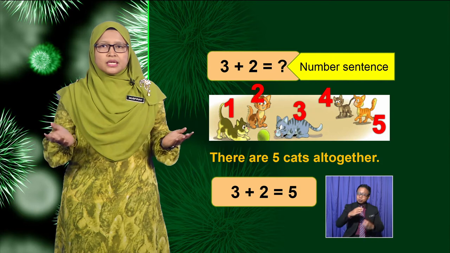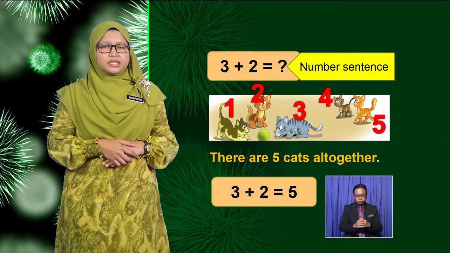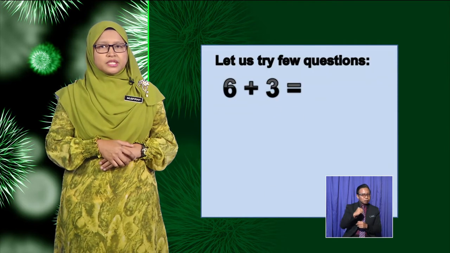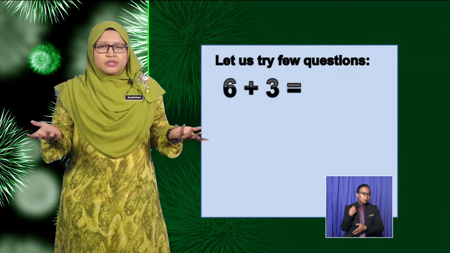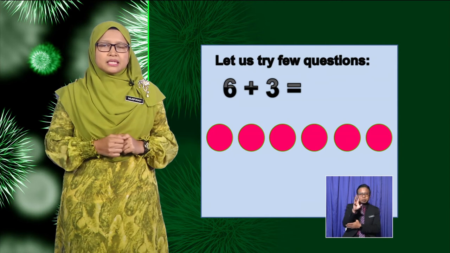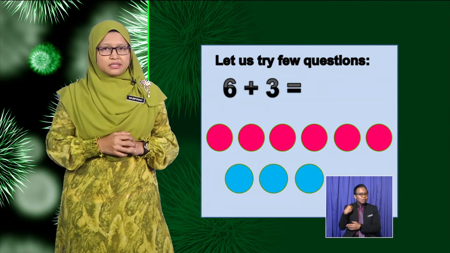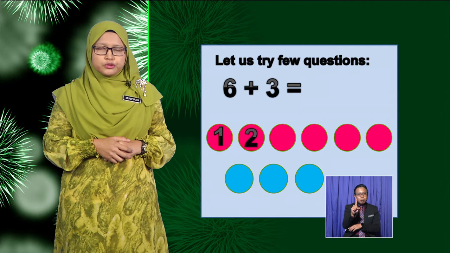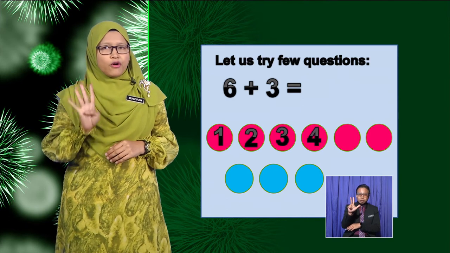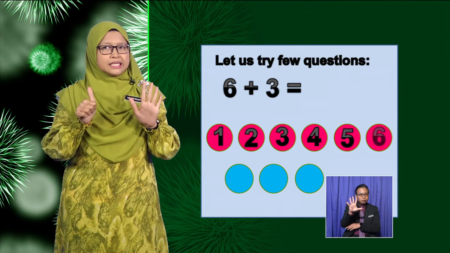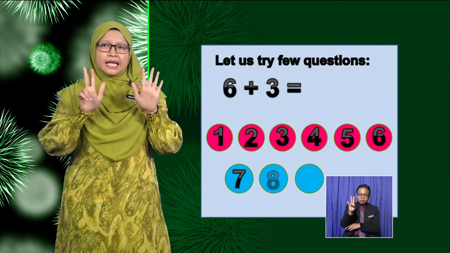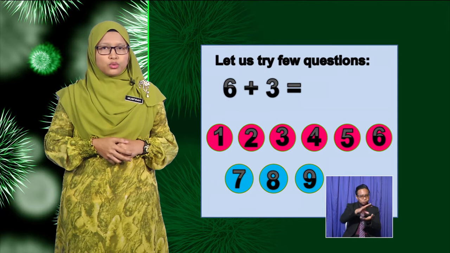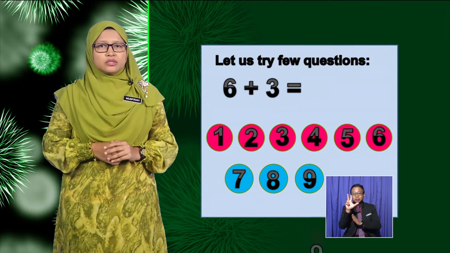Let us try to answer a few questions. The first question is 6 plus 3. Let's draw pictures to help us out. How about circles? 6 pink circles and 3 blue circles. Let us count together. 1, 2, 3, 4, 5, 6, 7, 8, 9. 9 circles all together. So, 6 plus 3 equals 9.